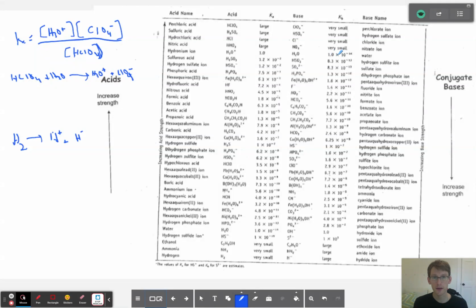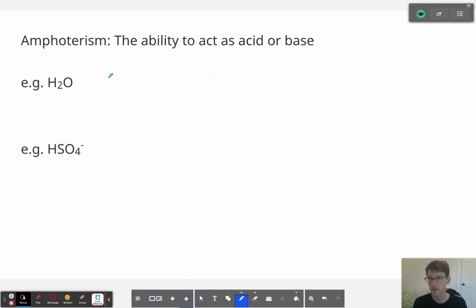All this is saying, look, 10 to the negative 14th in both cases, when we're talking about water acting as an acid and as a base, what we're saying here is that water is no better at acting as an acid than it is as a base. So it's actually equally acidic and basic.